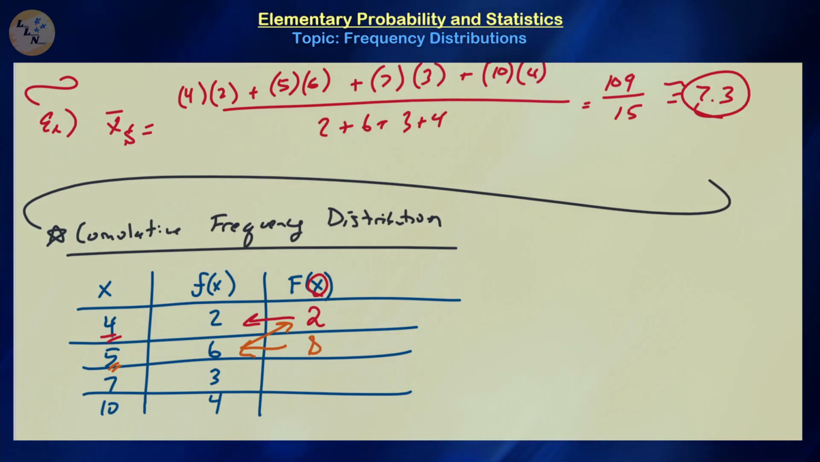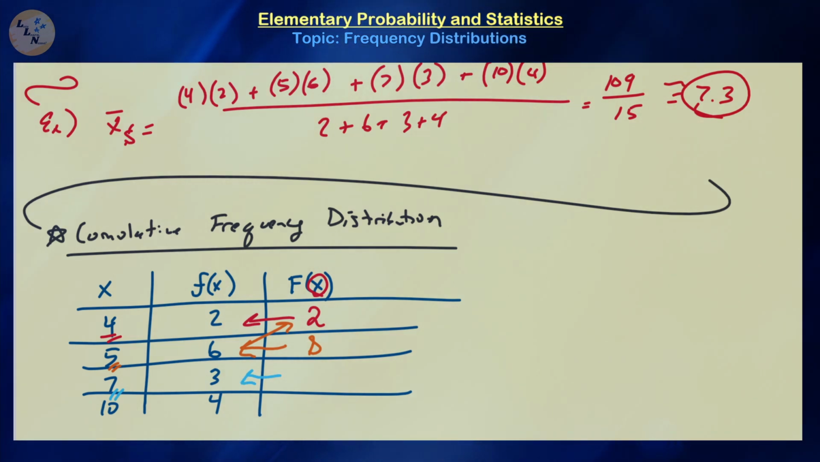So what would be the cumulative frequency value associated to 7? So that's going to be the frequency of 7, which is 3, plus the frequencies of all values that preceded it, 6 and 2, for example. Or you can take 3 and add it to the cumulative frequency that preceded it, which is going to be 3 plus 8, which is going to be 11.